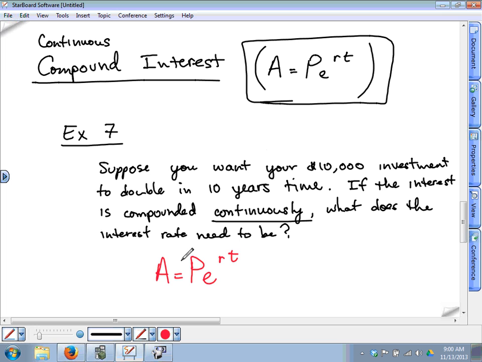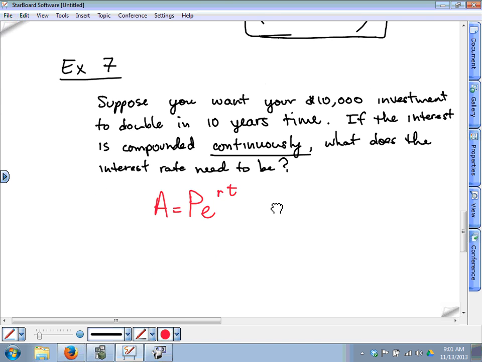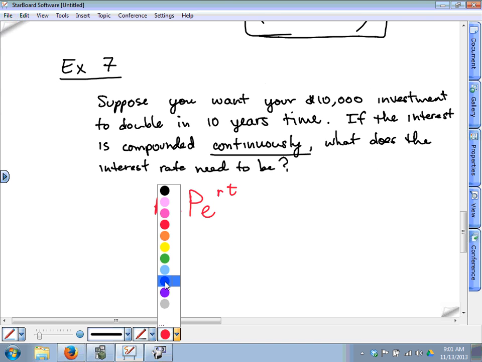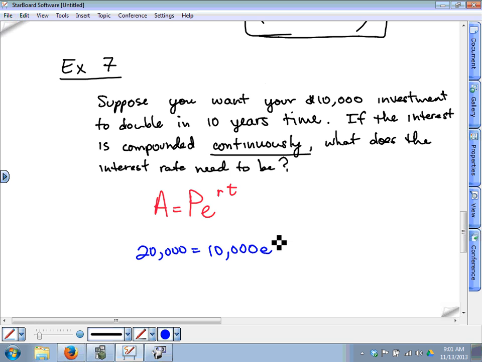Did they explicitly tell us what the value of A is, the future amount? No, but implicitly it says it's going to double, so 10,000 becomes 20,000. So we do know the future value of this investment, 20,000. We know the principal investment is 10,000. The value of T, what does T stand for? Time. So we need to fill in what we do know and then solve for what we don't. 20,000 equals 10,000 times e to the unknown value of R, which we don't know, and that's going to be multiplied by 10.